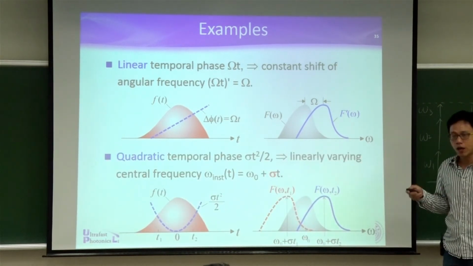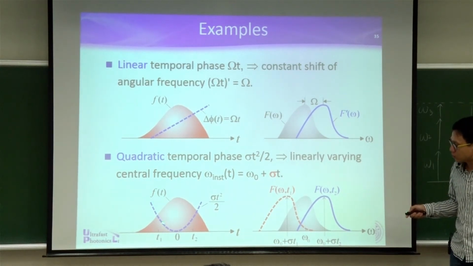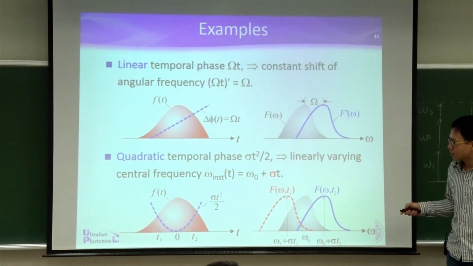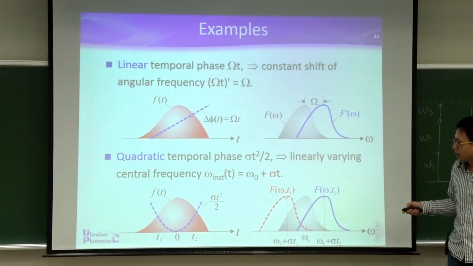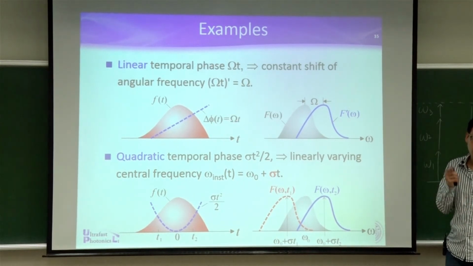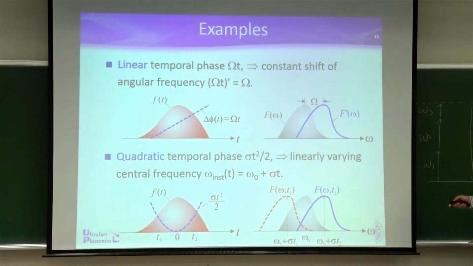In the second example, I assume the temporal phase modulation is a simple quadratic function, sigma over 2 times t squared. Then the time derivative of this one is a linear function, sigma times t. So if sigma is a positive number, what happens? You can imagine without quadratic phase modulation, this is the original spectrum. After quadratic phase modulation, you got a linearly changed instantaneous frequency. The center one is the carrier frequency, but the amount of shift is a linear function of time.